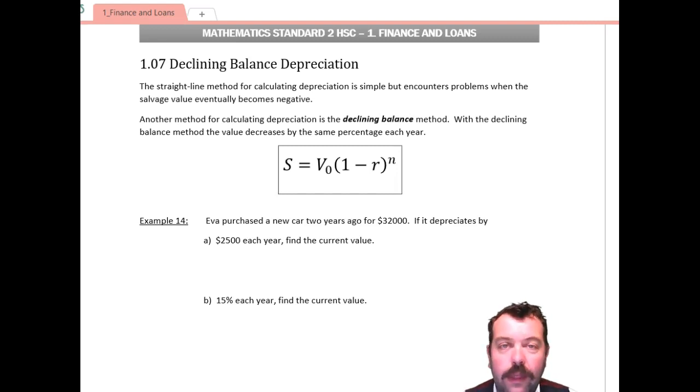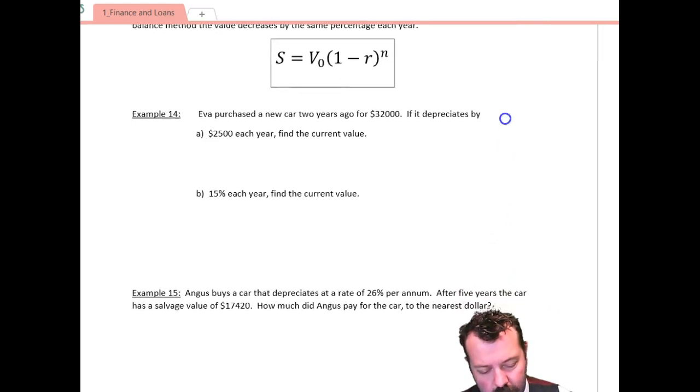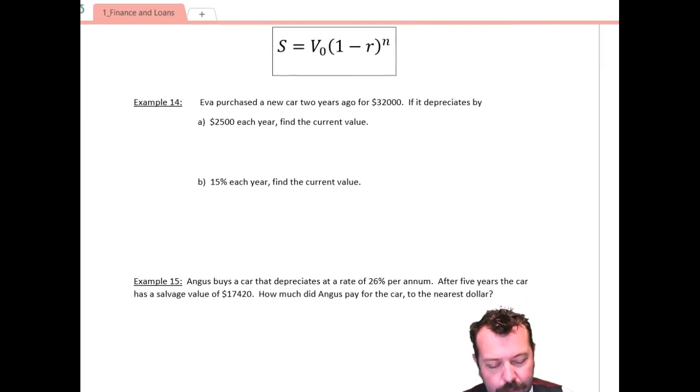I think it works best, as usual, to jump into an example and see how that works. So example 14 here. Eva purchased a new car 2 years ago, $32,000. If it depreciates by $2,500 each year, find the current value. Now, if it depreciates by $2,500 each year, that is straight line depreciation. So we're not going to use this formula for part A. It's going down by the same amount each year, so we can use our formula.